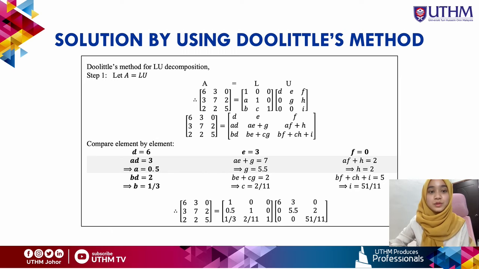The first step to use Doolittle's method is let A equal to LU, and then we compare element by element to get the value of each letter, and then we substitute the value of each letter inside the matrix form.